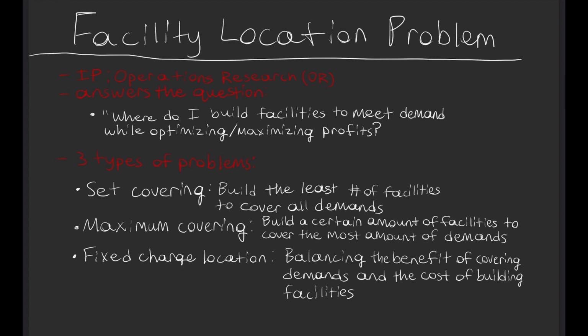The final type of facility location problem is the fixed charge location problem. In this one, we're going to try to balance the benefit of covering demands and the cost of building facilities. So the idea is that we're going to combine the previous two problems and balance the benefits and costs while maximizing profits.